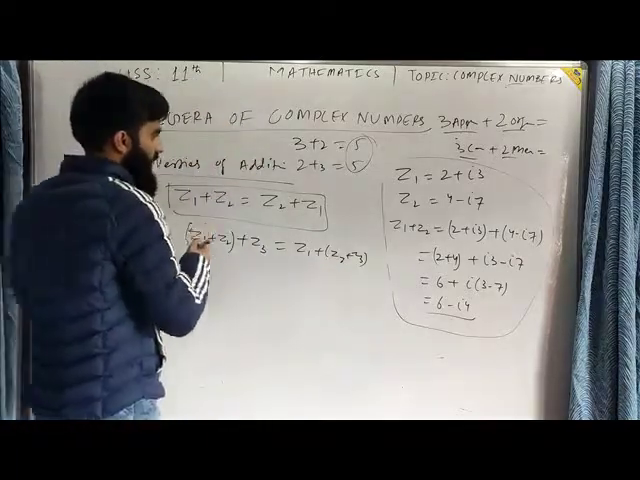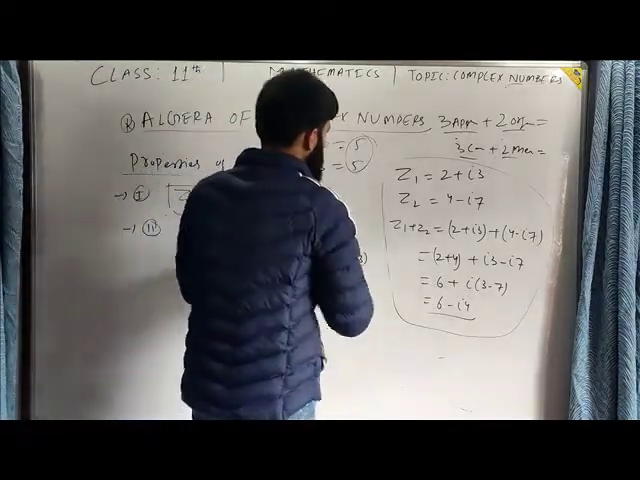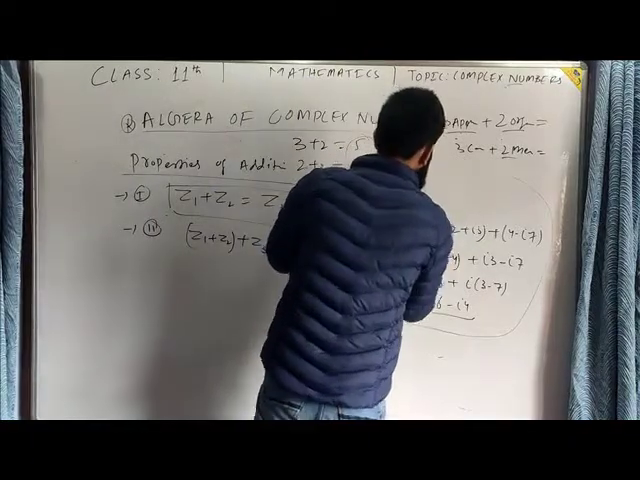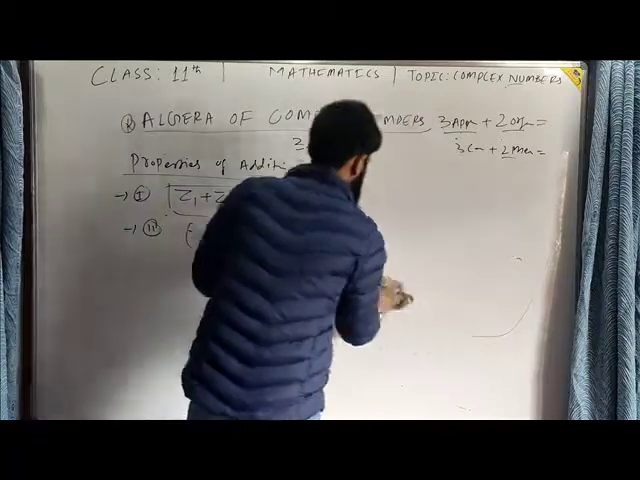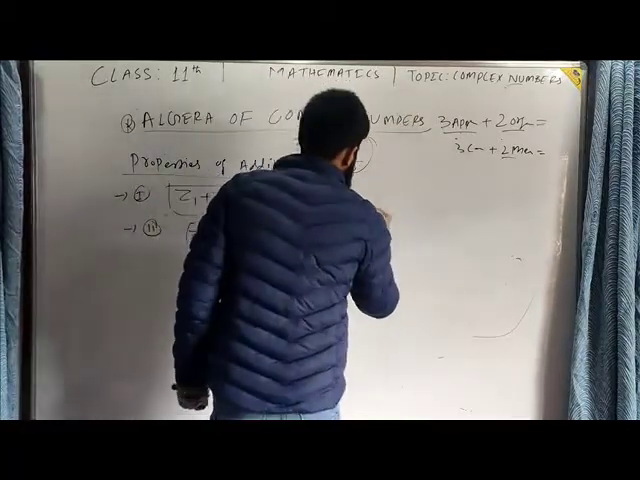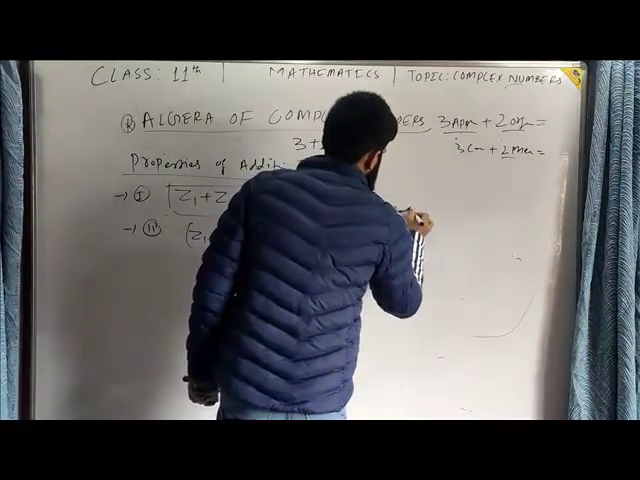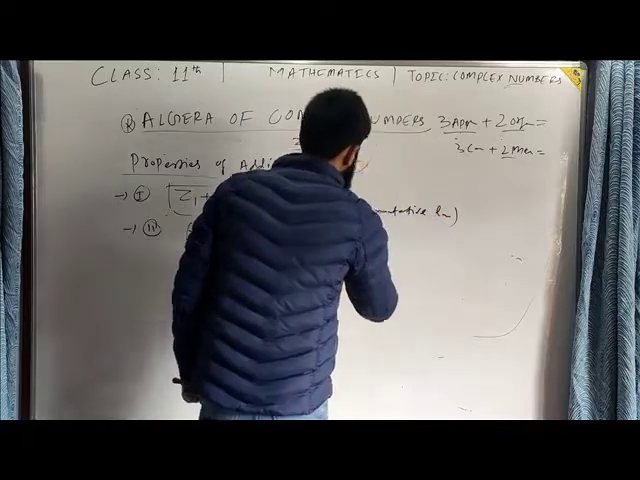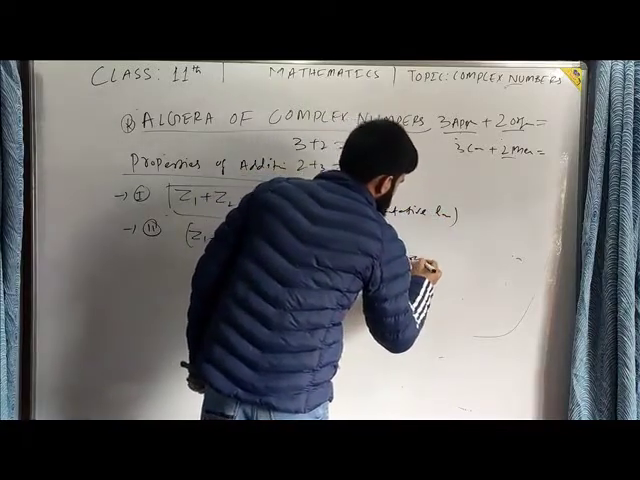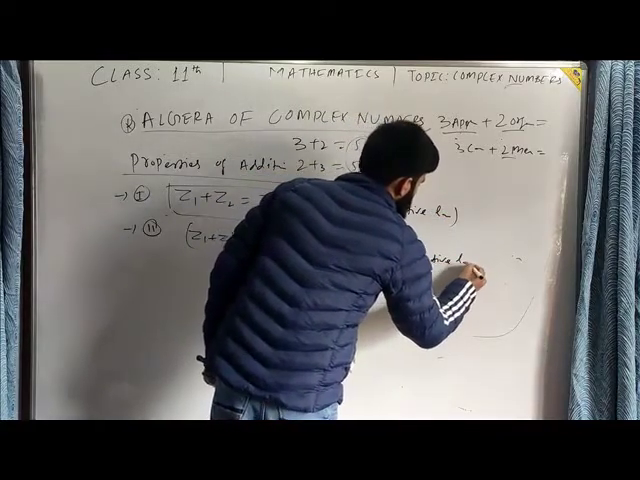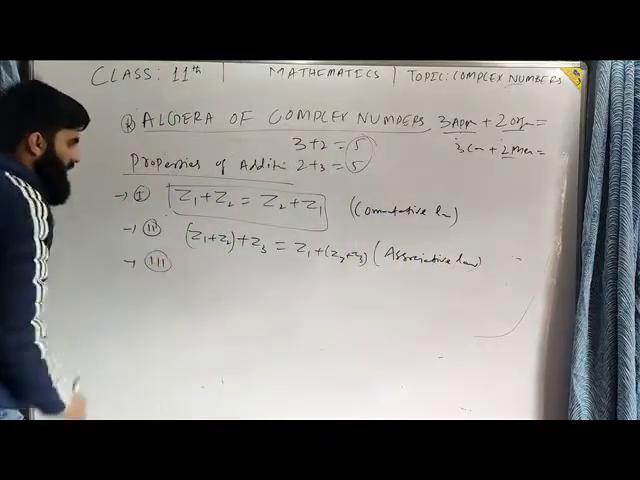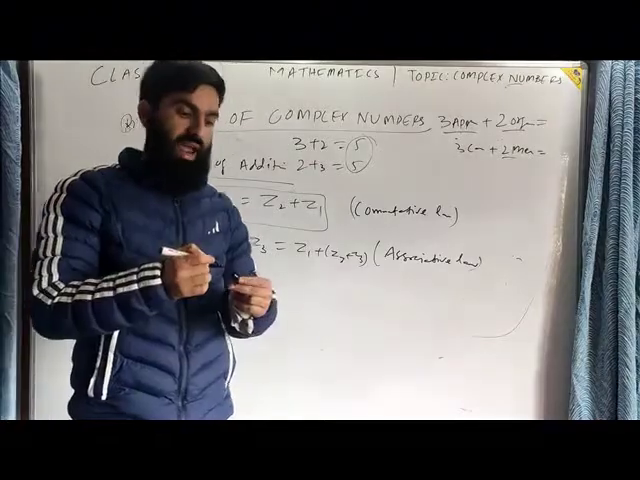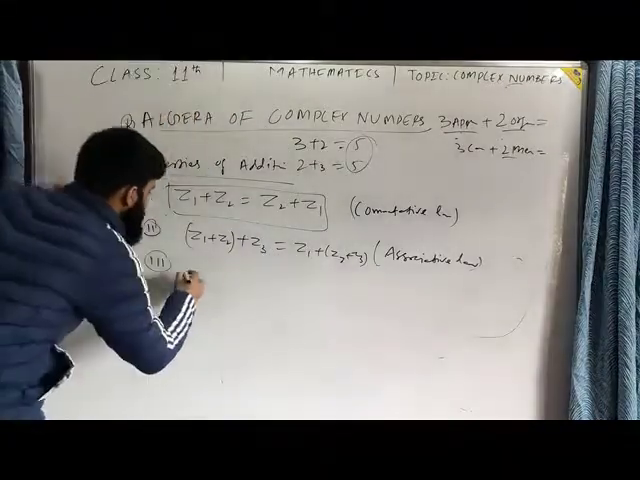This is called commutative law, okay? And this is called associative law, okay? Commutative law, associative law. Then what you have? Then you have existence of additive identity.